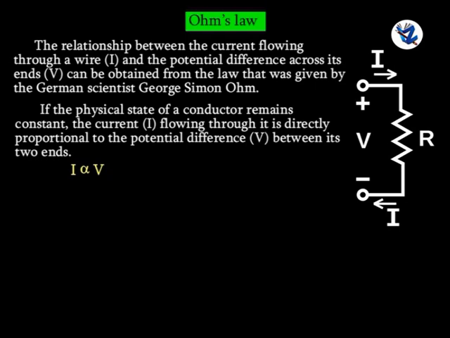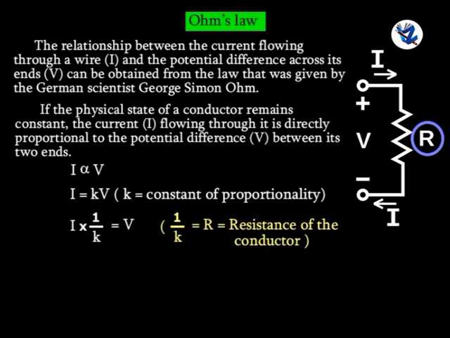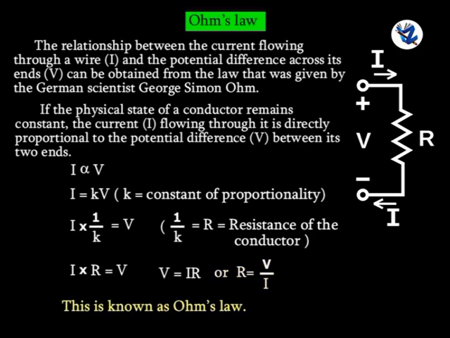I is directly proportional to V. I is equal to kV, here k is the constant of proportionality. I into 1 upon k is equal to V, here 1 upon k is equal to R, that is the resistance of the conductor. I into R is equal to V, therefore V is equal to IR, or R is equal to V upon I. This is Ohm's law.